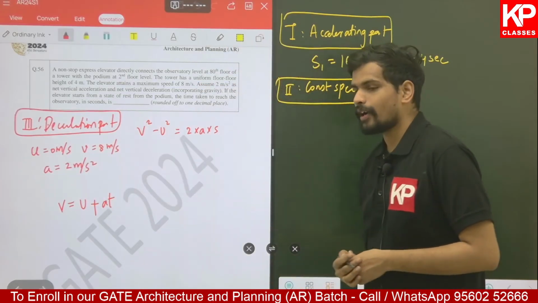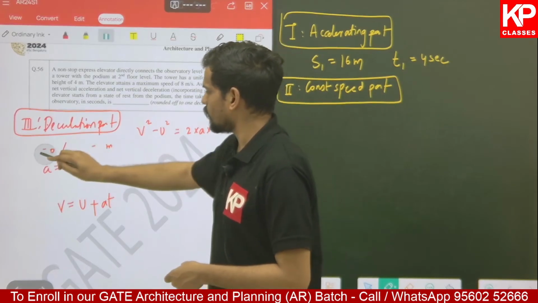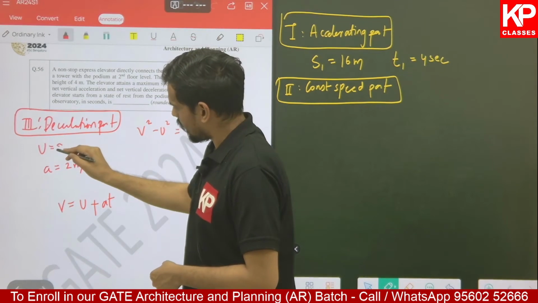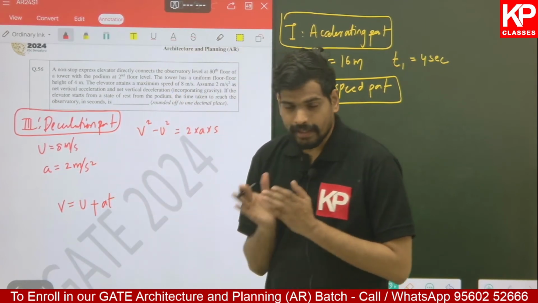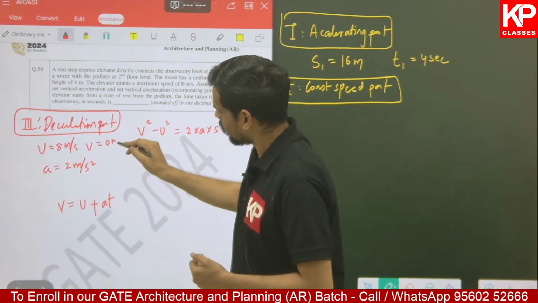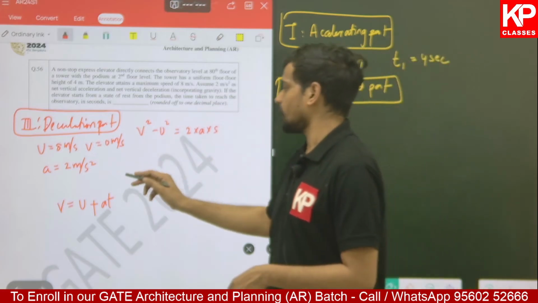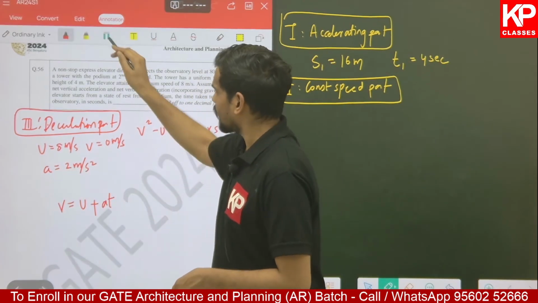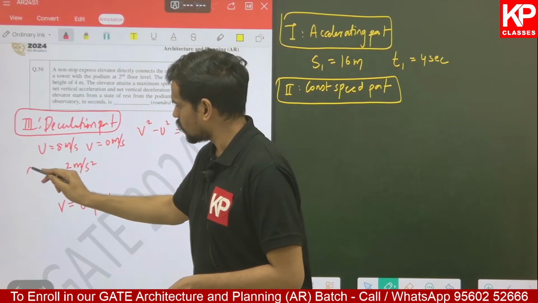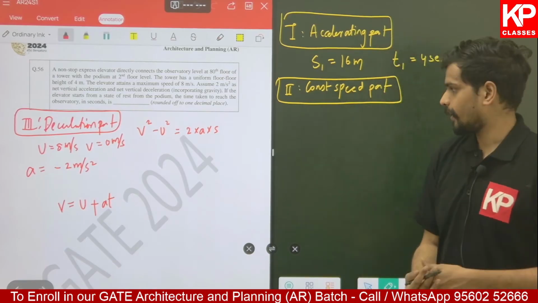For the deceleration part of the lift, the initial velocity will be 8 meter per second. Now these values will be changing. Before decelerating, it will be at its peak velocity, and it will decelerate and reach a final velocity of 0 meter per second, and the rate of deceleration is given as 2 meter per second square. Because it's a decelerating rate, I'll write a as -2.